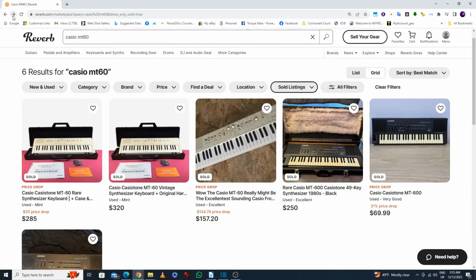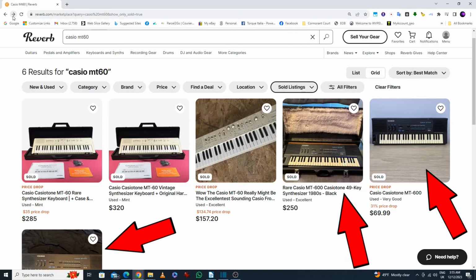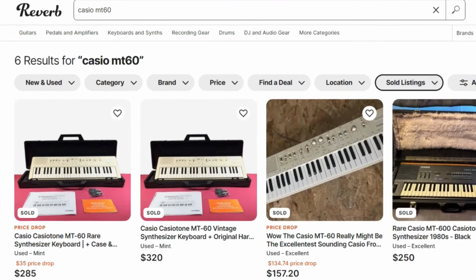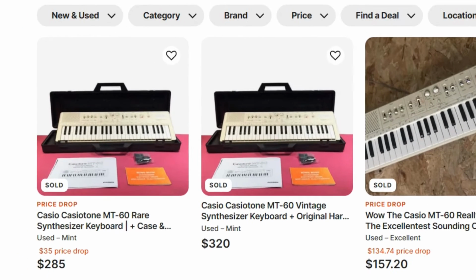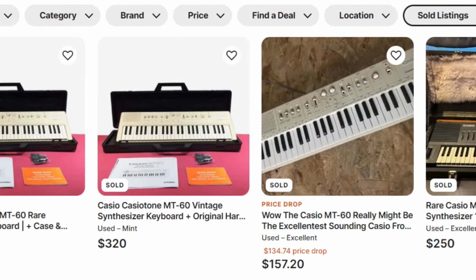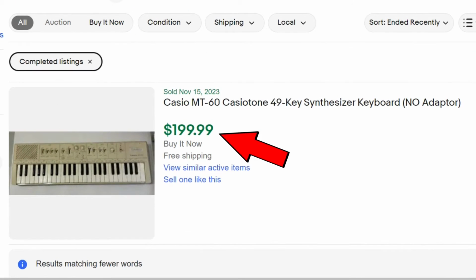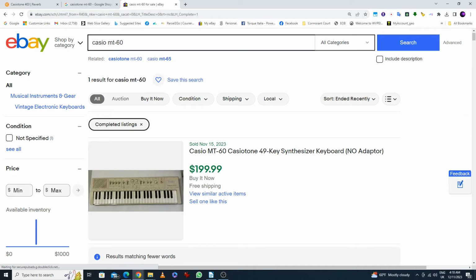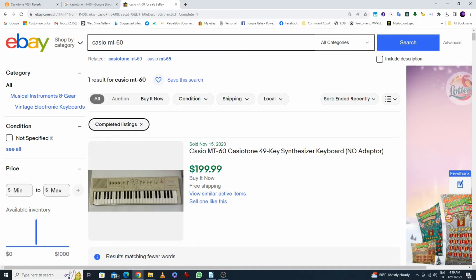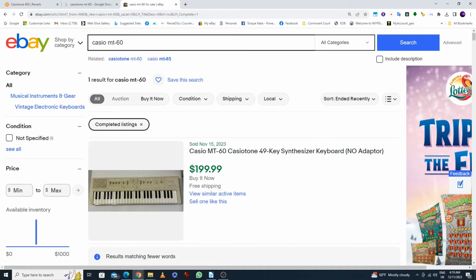Reverb is showing 6 hits, but 3 of those are MT600s, a different model, leaving only 3 recently sold. And 2 appear to be the same listing, one probably a relisting, with an initial price of $320, then dropping to $285. And there's also one that sold for $157, a pretty good deal. On eBay, just one came up as a completed listing for $200 with free shipping. This does indicate that the MT60 is indeed quite a rare model, and currently fetches about $200 or so on average.